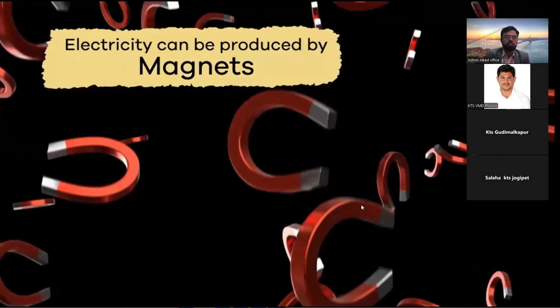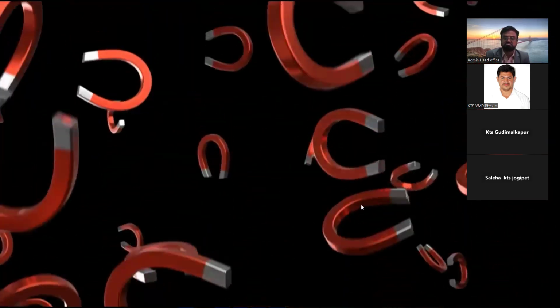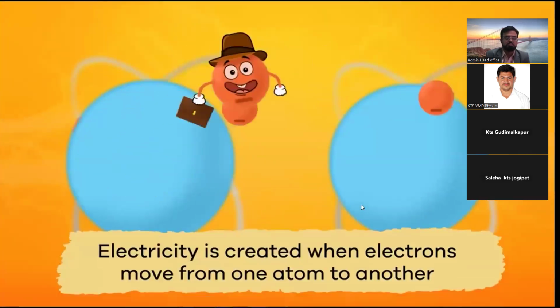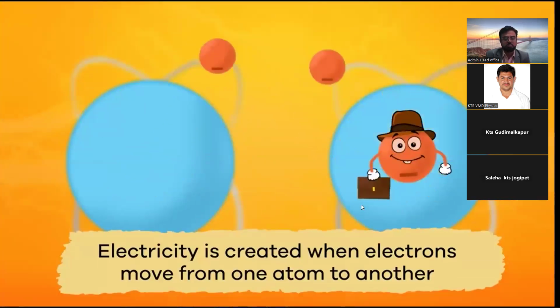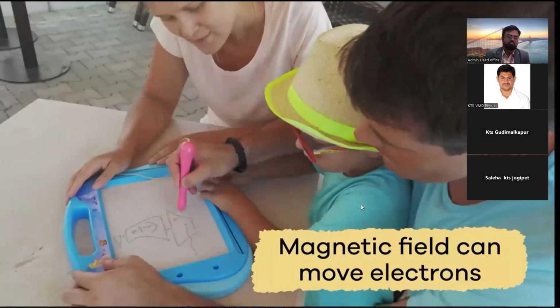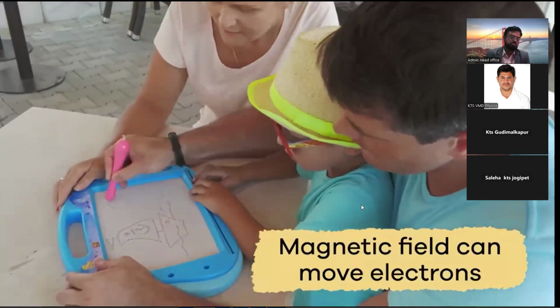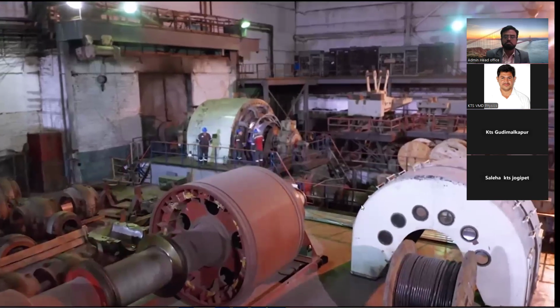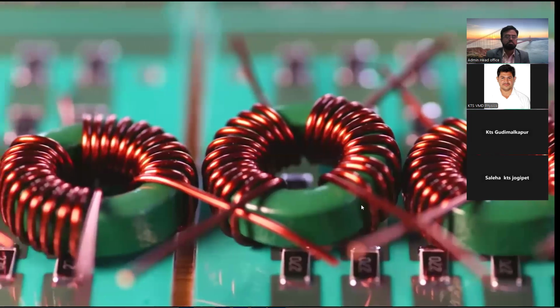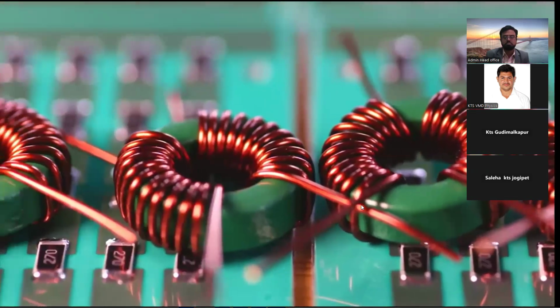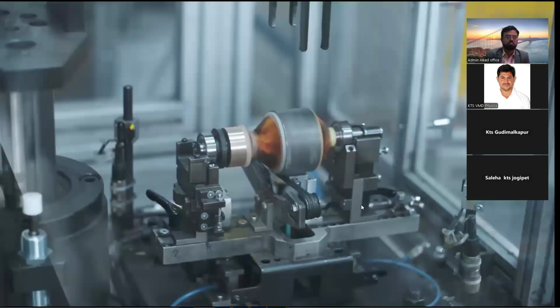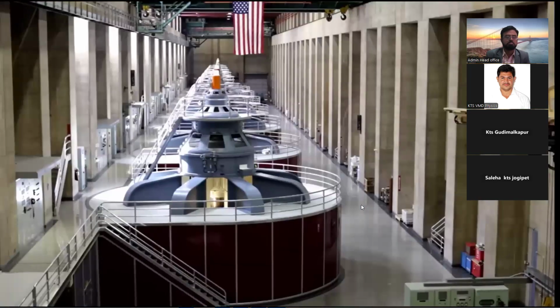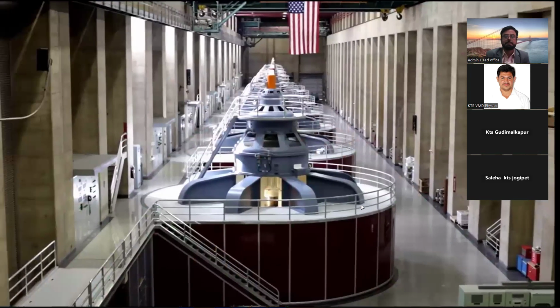Electricity can also be produced by magnets. Can you guess why? You already know that electricity is created when electrons move from one atom to another. But did you know that a magnetic field can move electrons? Power plants use giant magnets to create electricity in a generator. The generator has a coil of copper wire inside the magnets. Steam makes the generator spin, causing the electrons in the copper wire to flow through the power lines.